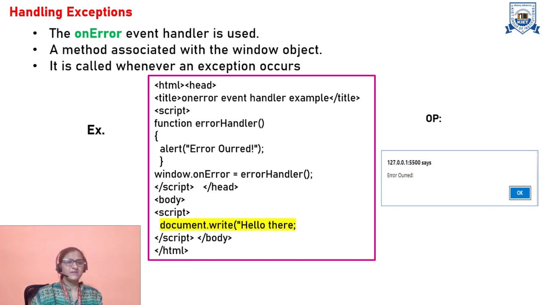Now, how can we handle exceptions in our program? For that, we use the onerror event handler. This method is associated with the window object. It is called whenever an exception occurs. So here we moved directly to the body, because execution will start from the body. Here we have displayed the message document.write, hello there, and we haven't closed the bracket.